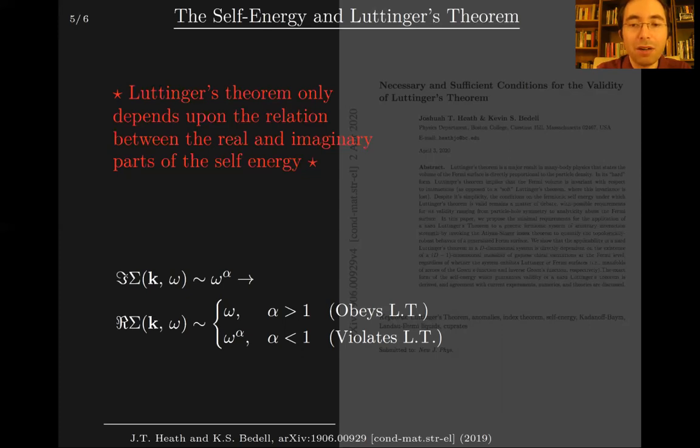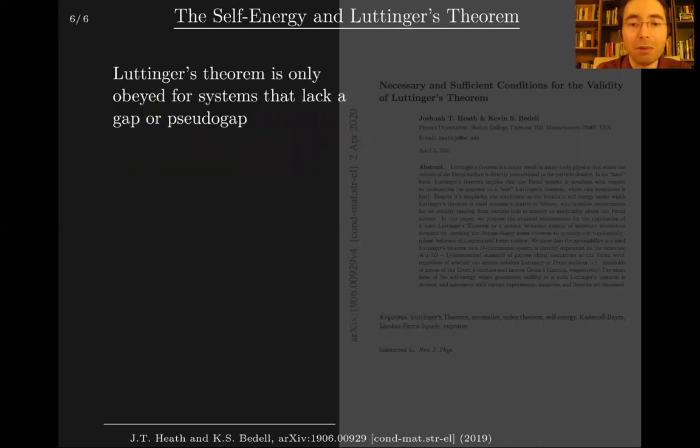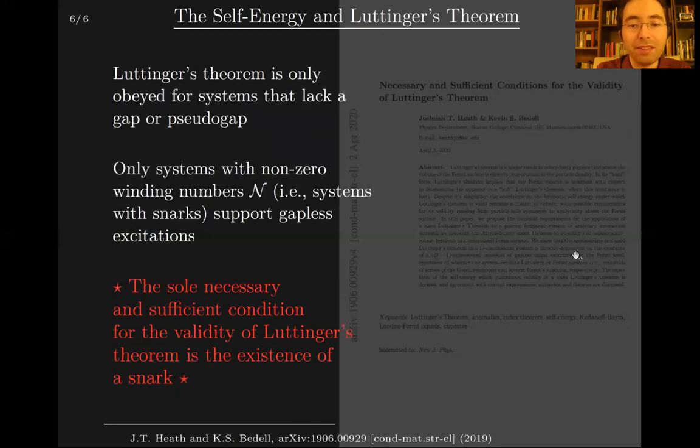Now we can bring this all together, and we have shown that Luttinger's theorem is only obeyed for systems that lack a gap or pseudogap. Only those systems with a non-zero winding number n, that is systems with SNOCs, support gapless excitations. And therefore we have shown that the sole necessary and sufficient condition for the validity of Luttinger's theorem is the existence of a SNOC. So this is a very powerful statement in the sense that if the system in question has a Luttinger surface, it can still obey Luttinger's theorem.